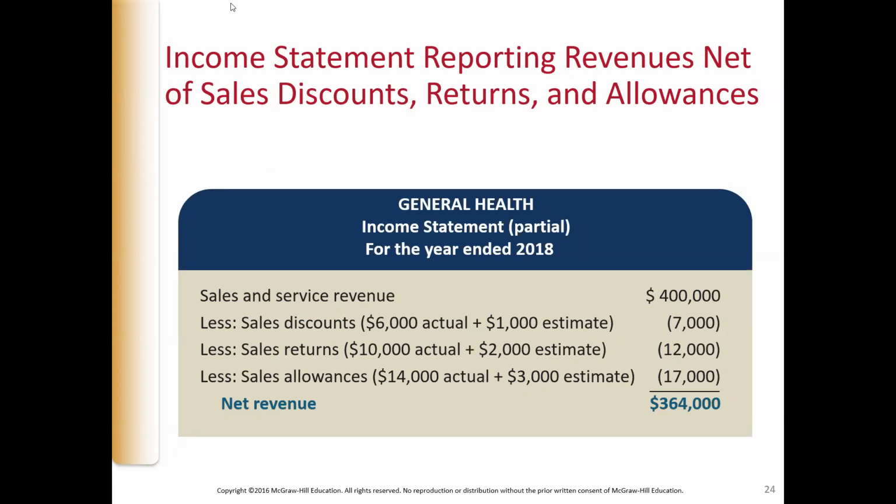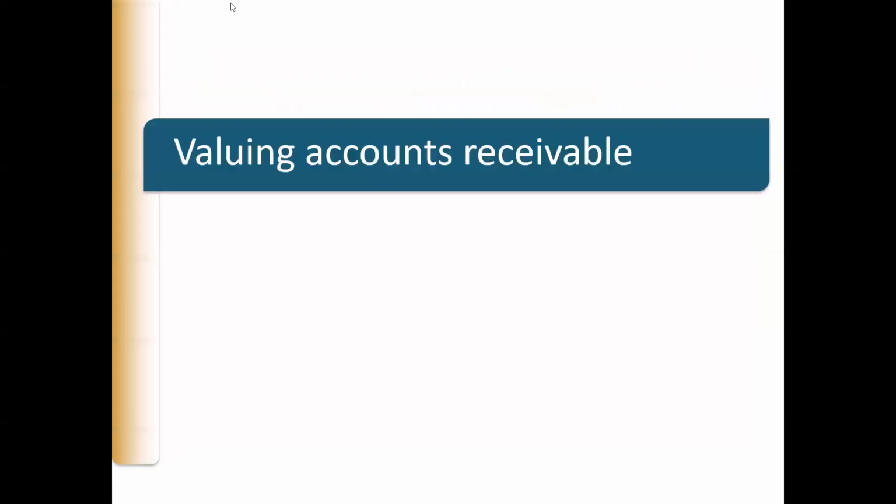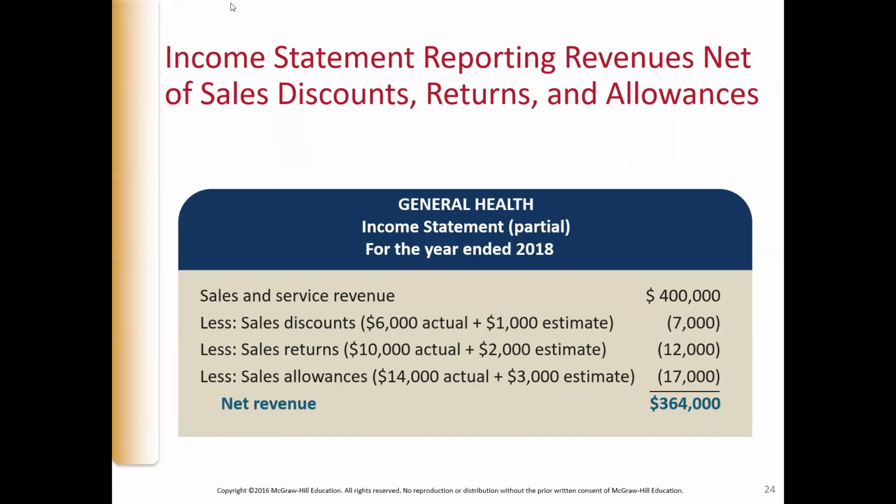Now, how do we go about reporting this on the income statement? This is income statement reporting revenues net of sales discounts. This slide right here shows you how an income statement would look when we take into account sales discounts and sales returns and sales allowances. We just net them. We just reduce it.